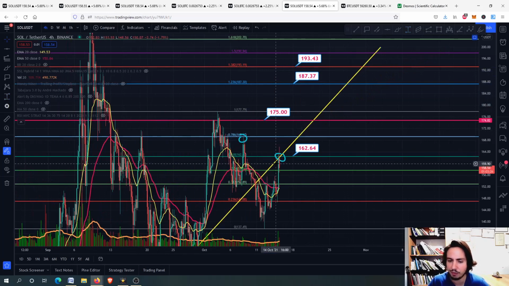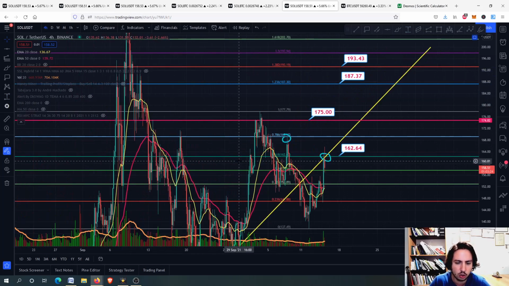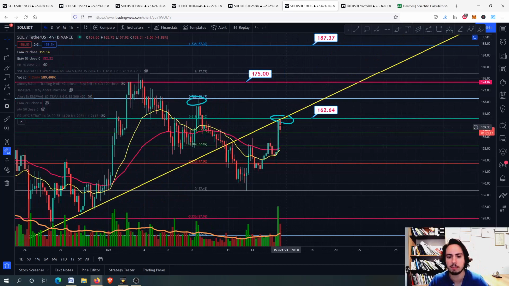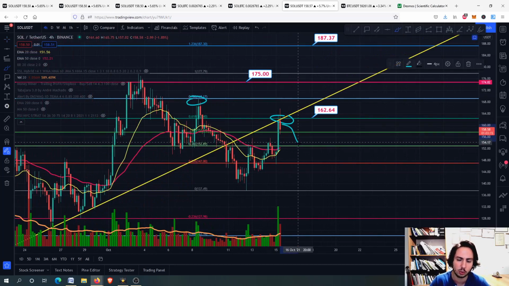For the time being, we found resistance on the 0.618. That's what I didn't like right there. At the same time though, this doesn't mean that we are absolutely bearish. We might be getting a little bit rejected right there.